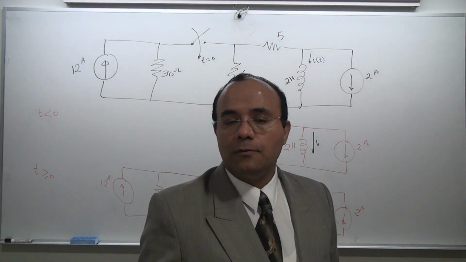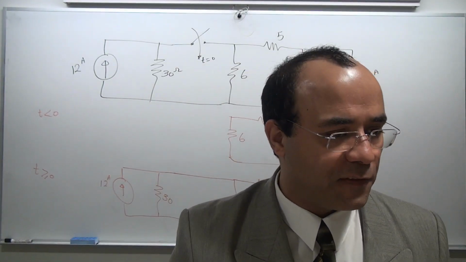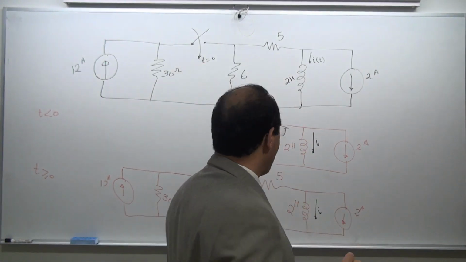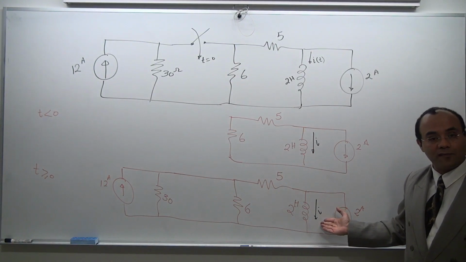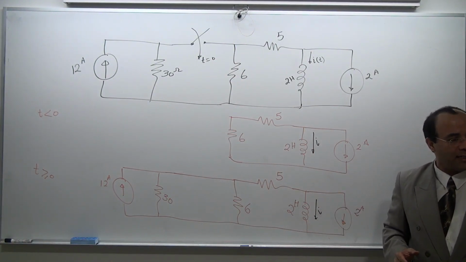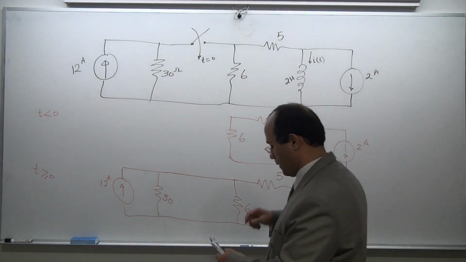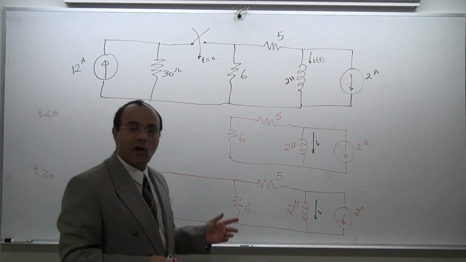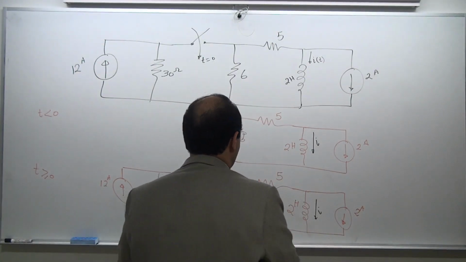What can I do? I want to find IL of 0 plus, I want to find IL of infinity, and I want to find tau of L. So I need to find IL of 0 minus, safely transfer it to IL of 0 plus, and then continue observing its behavior until infinity, and then get the tau L, and I'm done. This one, the system is there. For a long time, an inductor is going to act like a short line. We discussed that a long time ago.